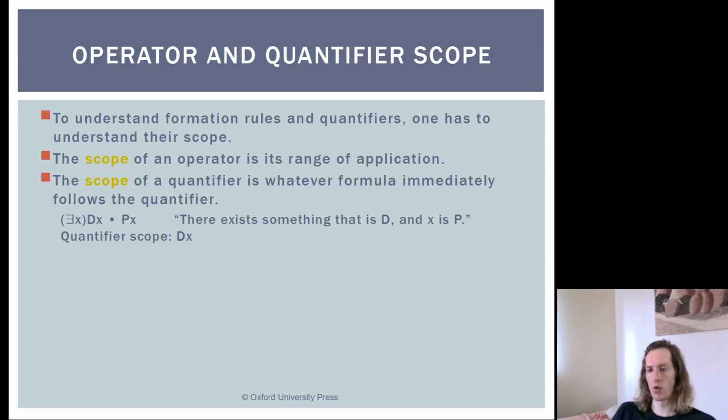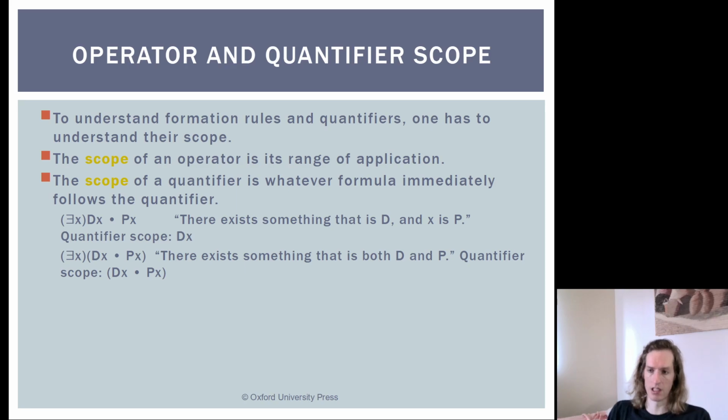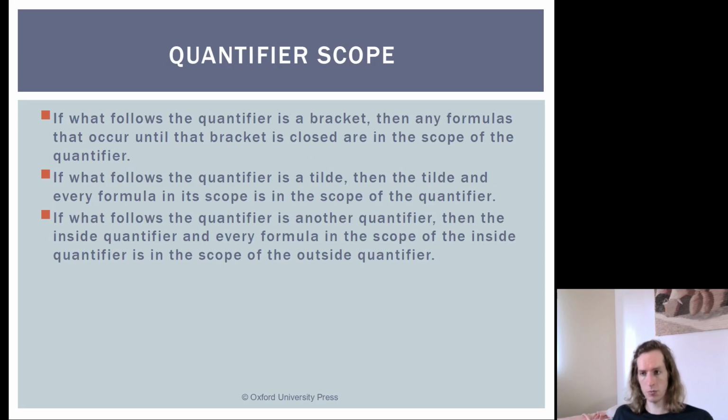If it was going to modify the entire thing, we would need parentheses around the dx and px for the existential quantifier to modify the entire thing in this example here. So here, this sentence says there is at least one x such that dx and px. There exists something that is both d and p. So the quantifier scope here is everything that follows it in parentheses, dx and px. There's no parentheses in the first case, so we have 2 different things that are part of that conjunction, where here the conjunction is inside the scope of the existential quantifier.